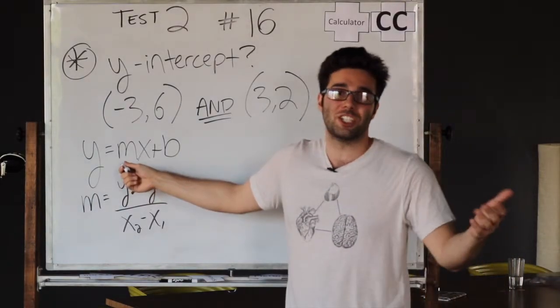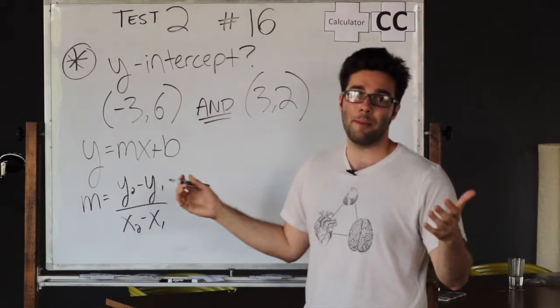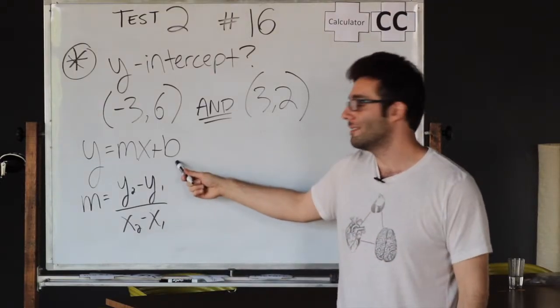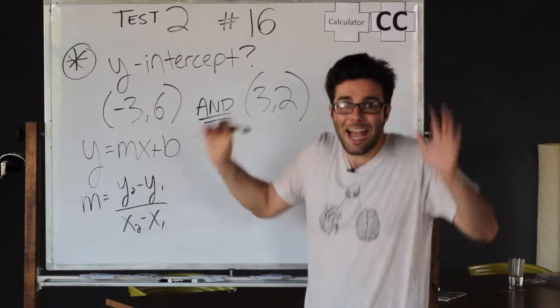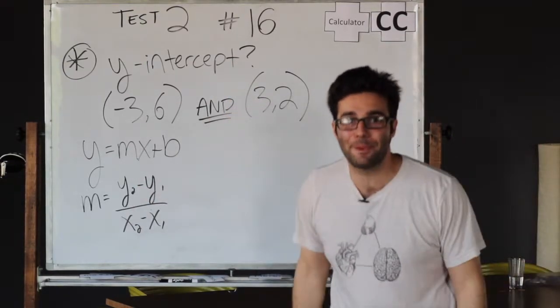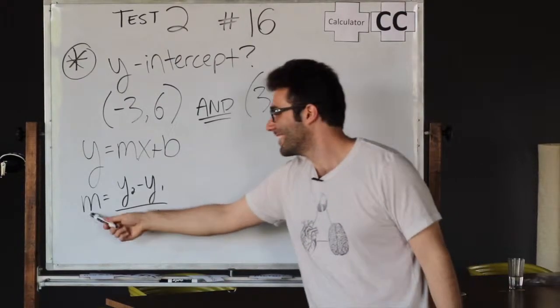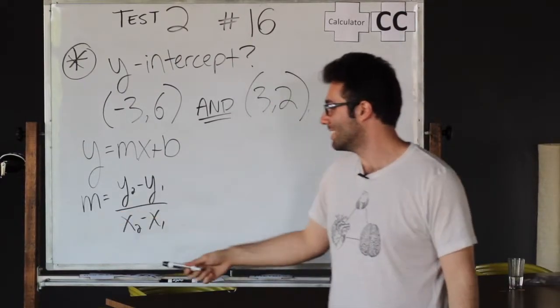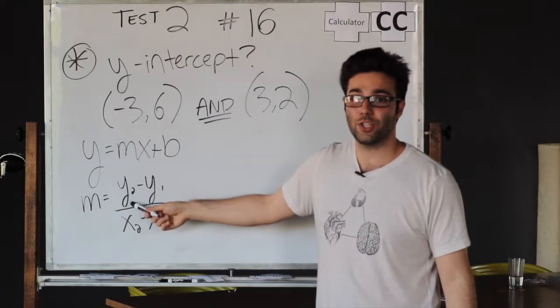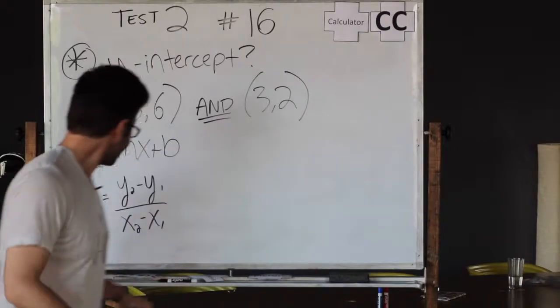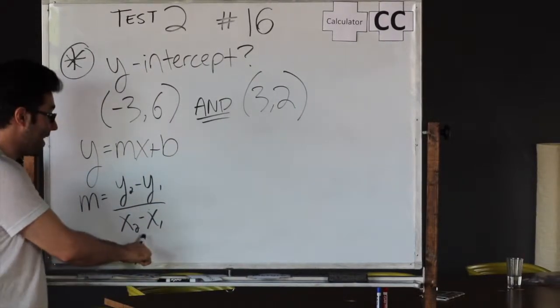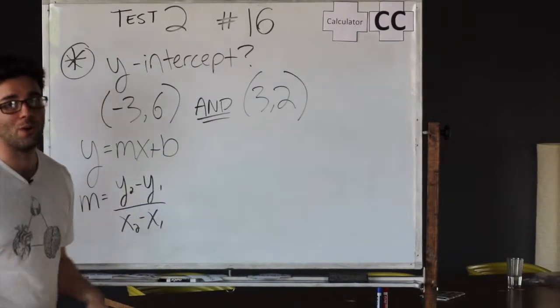So this is our equation for a line, y equals mx plus b. B is our y-intercept. M is our slope. Oh my God, Jason, I forgot how to do slope. No, you didn't. Right here. M, slope, is equal to y2 minus y1 over, let me walk on over here, x2 minus x1. What do I mean by that?